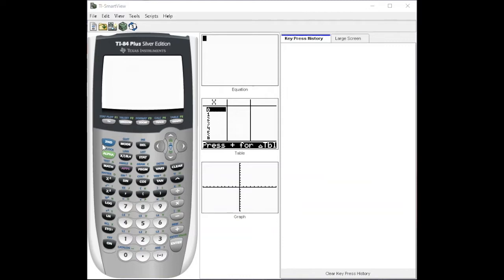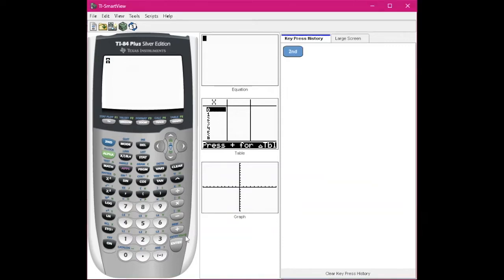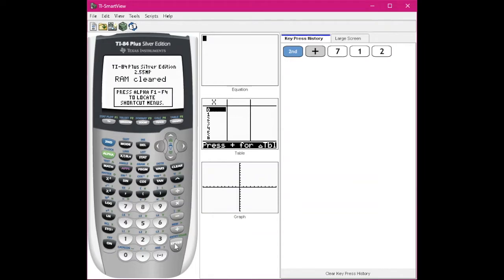I would recommend that you start by clearing your calculator, second plus sign 7, 1, 2, just so that you know that all the settings go back to the default settings. And then I'm going to use a fifth degree or quintic polynomial function for my example.